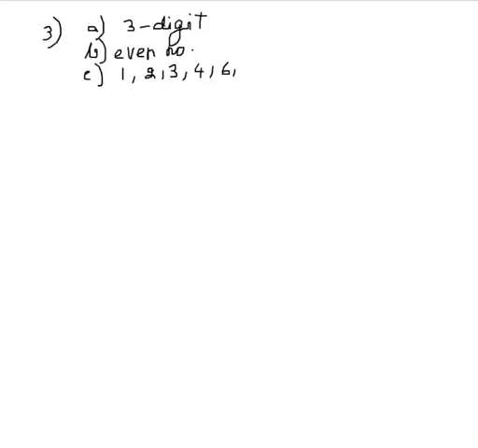Question number 3. How many 3-digit even numbers can be made using the digits 1, 2, 3, 4, 6, 7 if no digit is repeated? So the first condition is it should be a 3-digit number. The second condition is it is an even number. The third condition, using the digits 1, 2, 3, 4, 6 and 7. And the fourth condition is no digit is repeated.